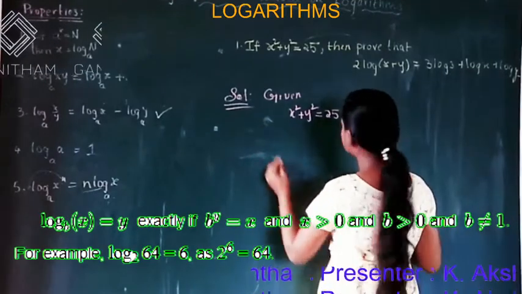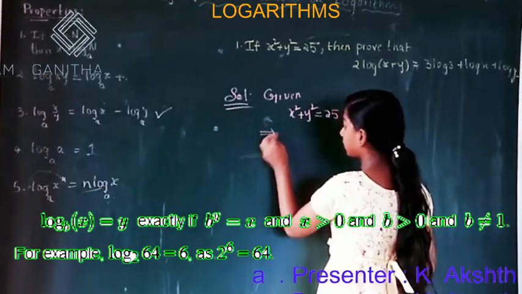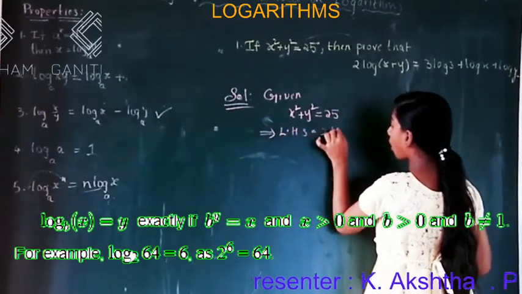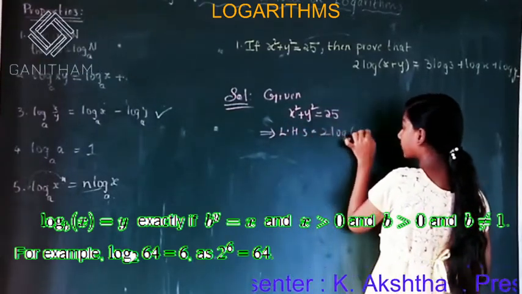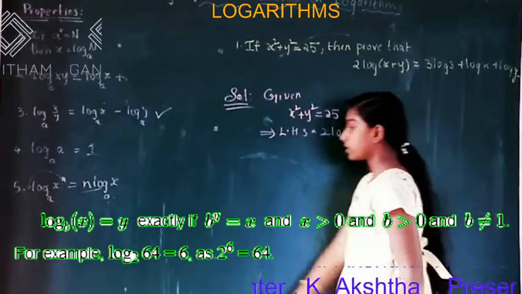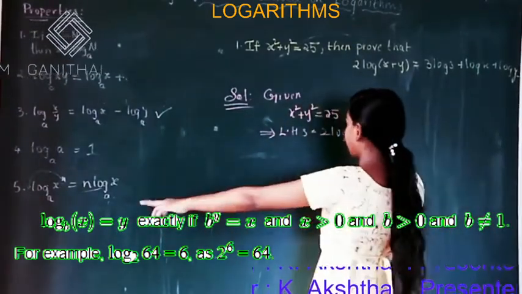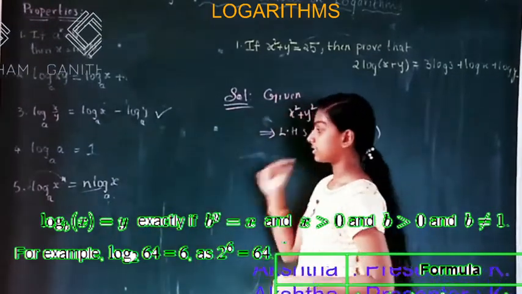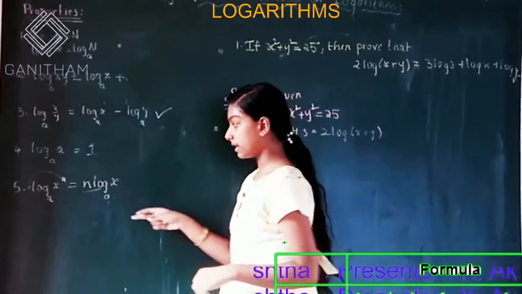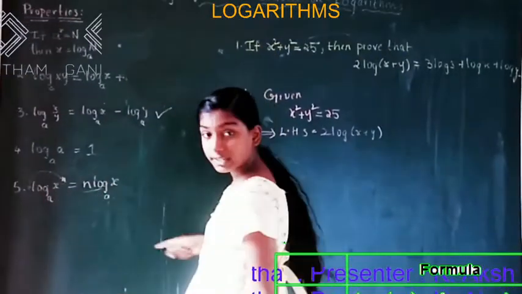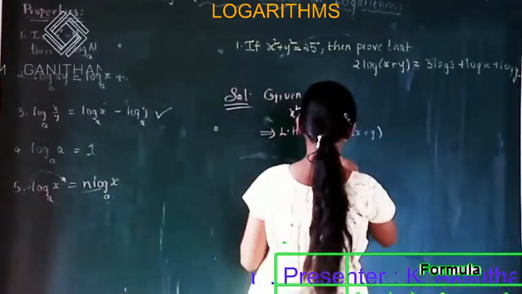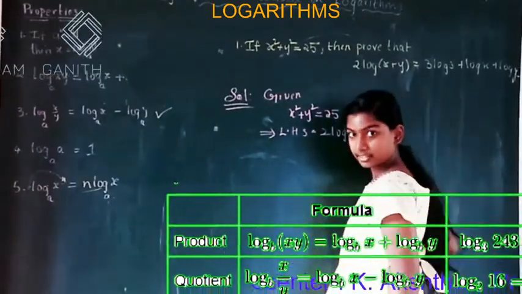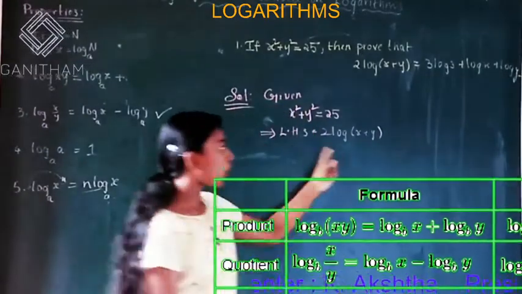So what was the LHS? That LHS is 2 log of x plus y. Okay ma'am, so what was the property we have here? The reverse of this fifth property is this. So if n log x to the base a, then log x power n to the base a. Okay, here what is given? 2 log x plus y, isn't it? Here given 2 log x plus y.